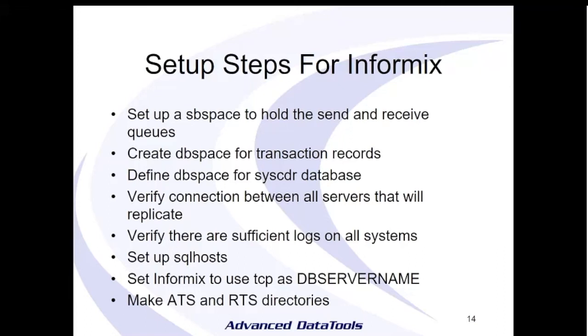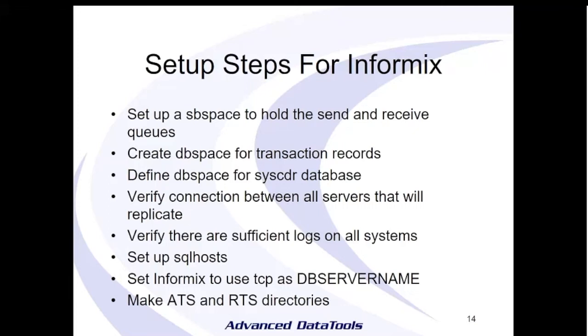The second thing we have to do, so we've got our smart blob space, then we have to create a standard DB space. This is for the transaction records. This is the headers of the transactions, and by default, this will go into root DBS, which you don't want, because if you get a lot of transactions that are backlogged, you could actually have your root DBS fill up, which you don't want to have happen.